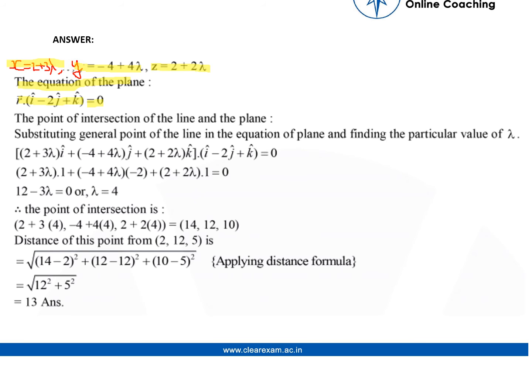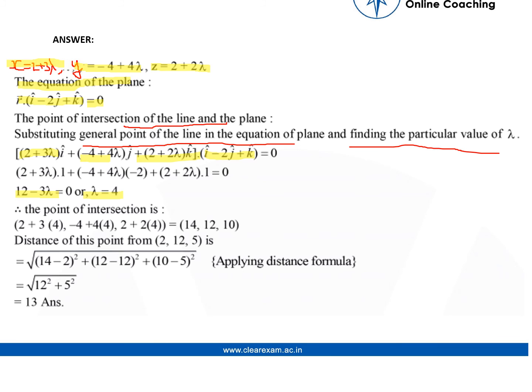The point of intersection of the line and the plane is found by substituting the general point of the line in the equation of the plane and finding the particular value of lambda. So we get (2 + 3 lambda)i + (-4 + 4 lambda)j + (2 + 2 lambda)k · (i - 2j + k). By solving this we get 12 - 3 lambda = 0, or lambda = 4.